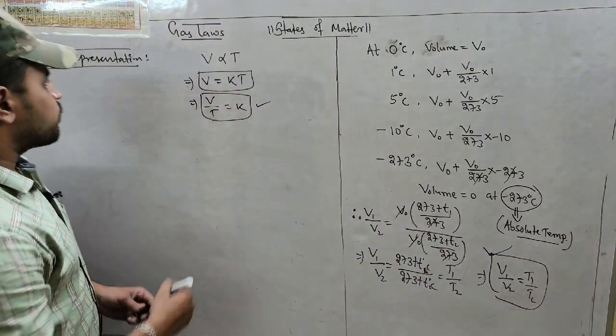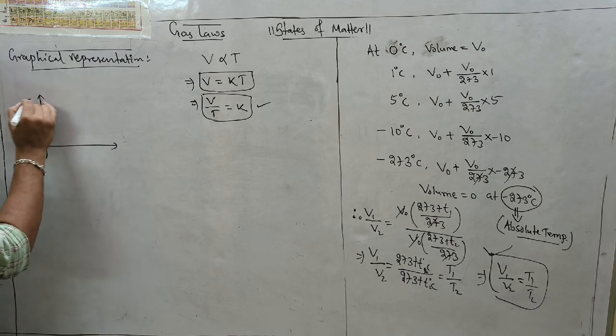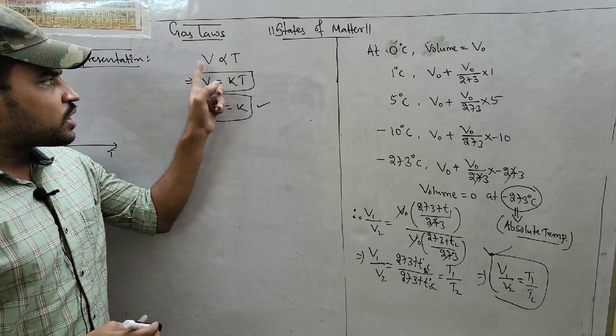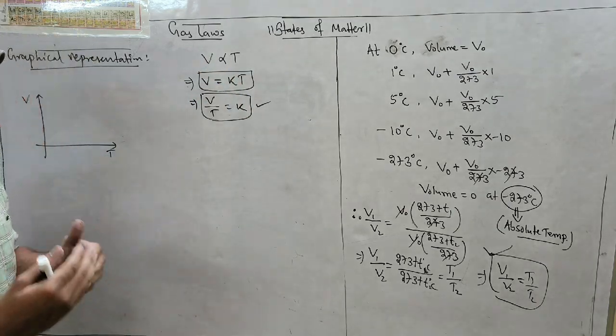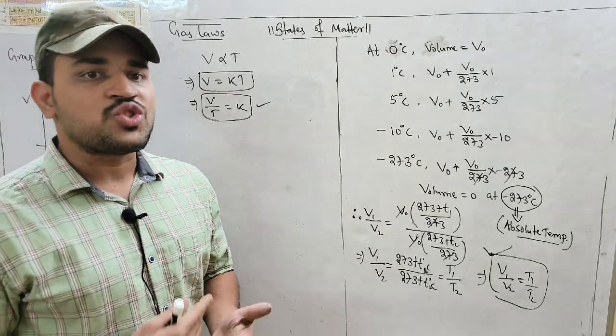And here in this graphical representation, as we know, the graph has to be drawn between volume and temperature. When you draw the graph between volume and temperature, what kind of relationship is it having? It is having a directly proportional relationship. When it is having a directly proportional relationship, what kind of curve? Again, we are going to get a straight line curve.